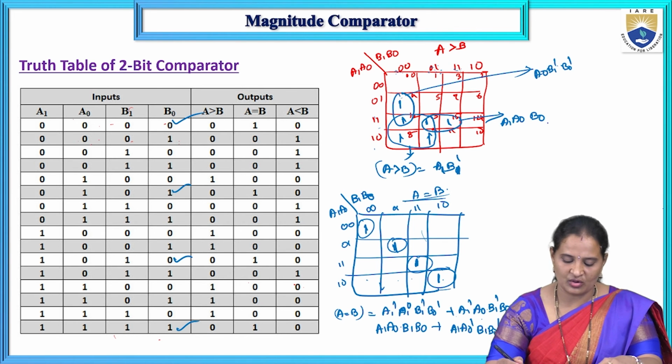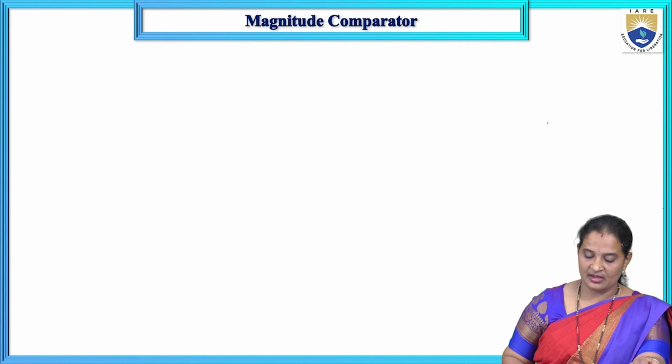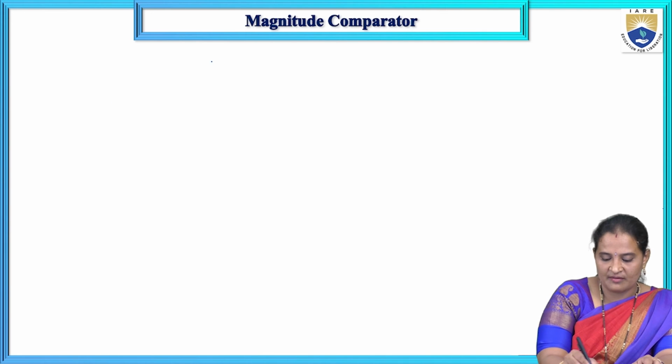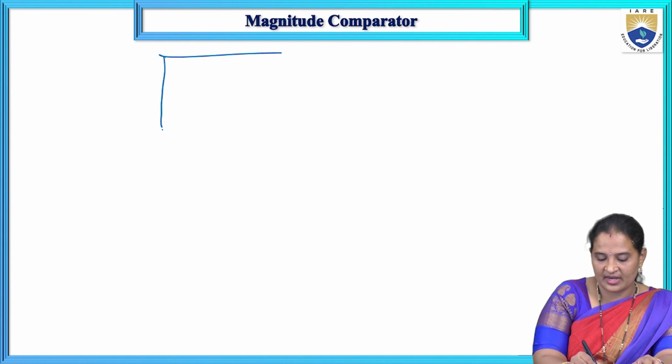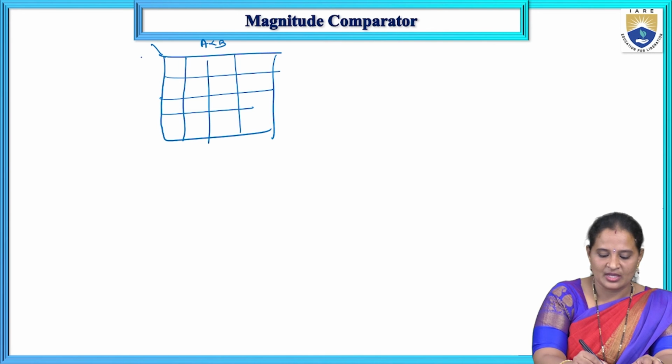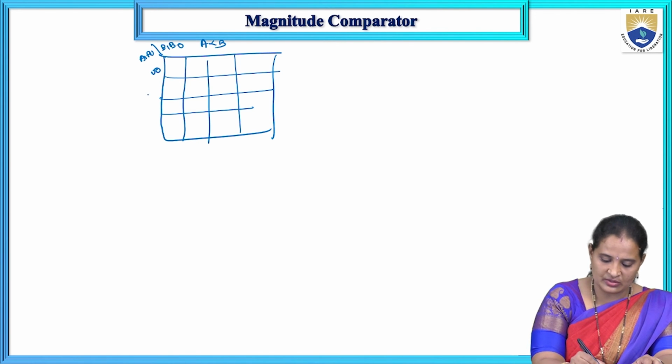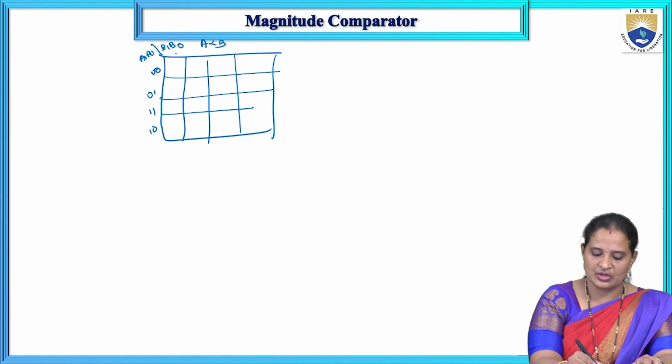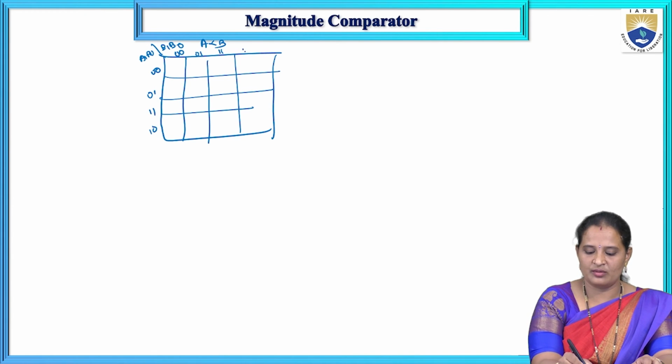And similarly, we can also draw for A less than B. So for that, I'm taking a K-map again here, a 4 variable K-map. This is for A less than B. So A1 A0, B1 B0, 00 01 11 10, 00 01 11 10.